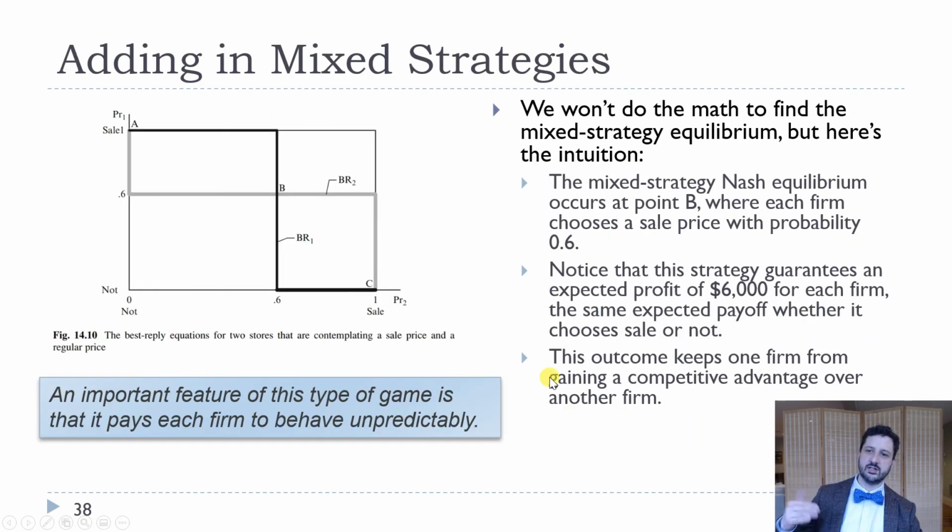And so we don't necessarily go through the math with the mixed strategy in this class, but the idea is that you're going to have some percentage of time where you have a sale, and that is going to be somewhat random. And the idea there is, so here you have a sale basically 60% of the time, and you would get an expected profit of $6,000. And so you can think of this as the reason that Best Buy and Target and Walmart have these sort of somewhat unpredictable sales.